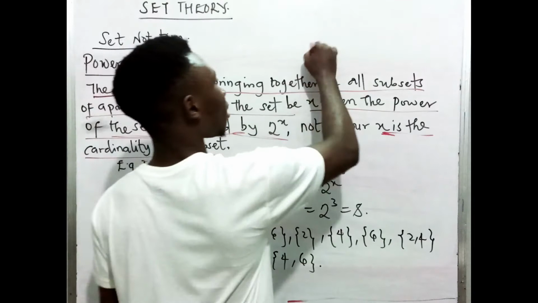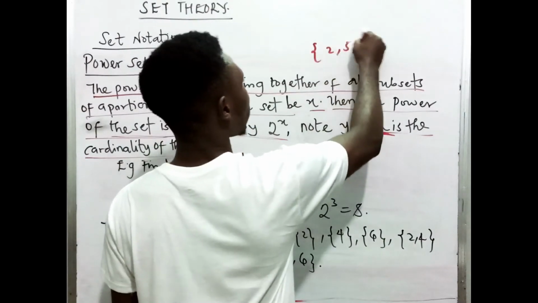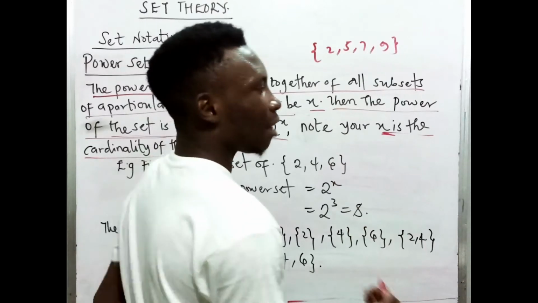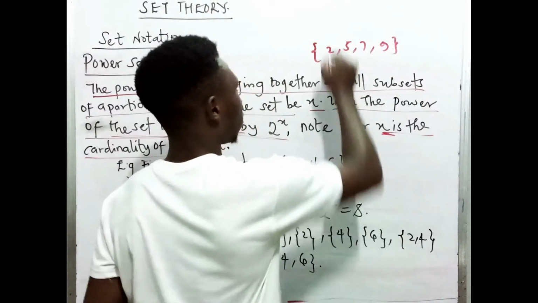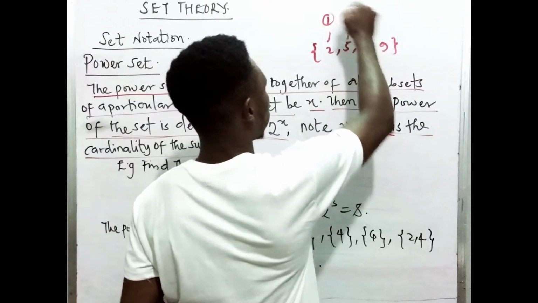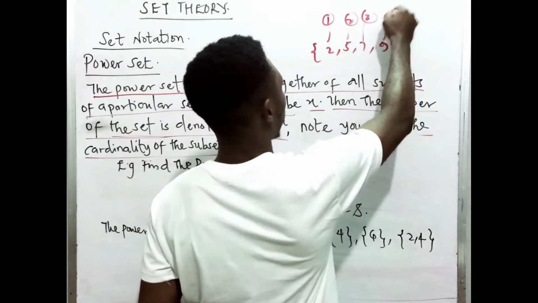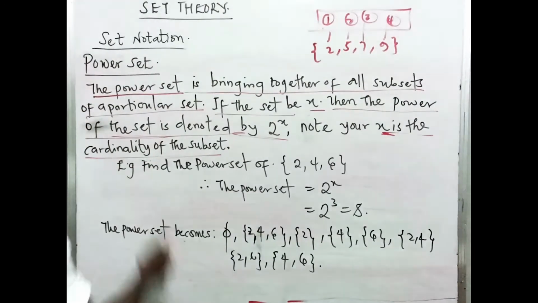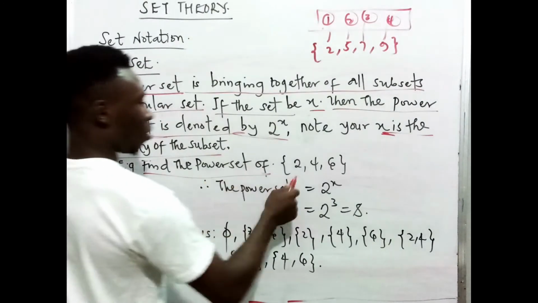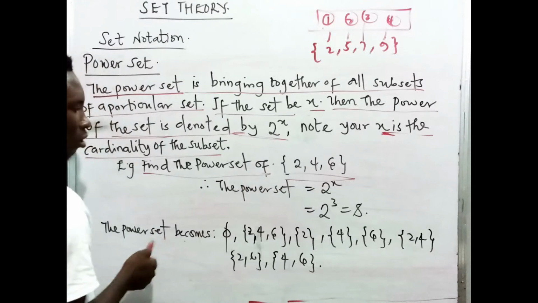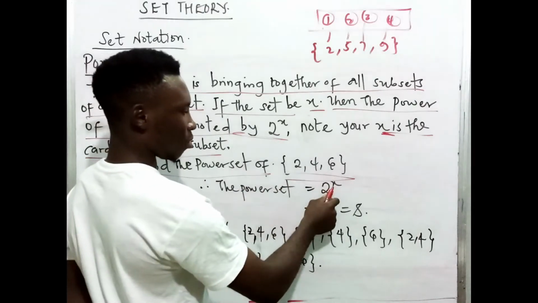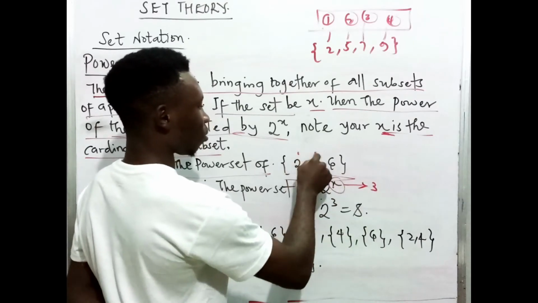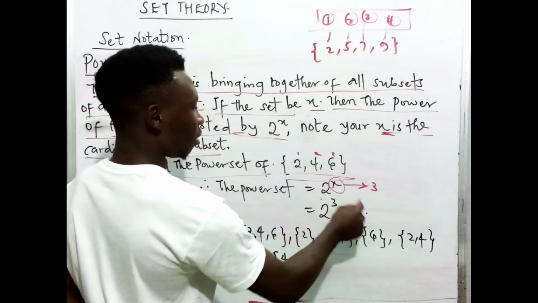If you have a set like this, 2, 5, 7, 9, and I ask for the cardinality, it is the individual count of elements. So this is 1, 2, 3, 4. So the cardinality of this set is 4. Now, find the power set of 2, 4, 6. The power set becomes 2 raised to power x, where x is the cardinality. So the cardinality here is 3: 1, 2, 3. So 2 raised to power 3 is 8.